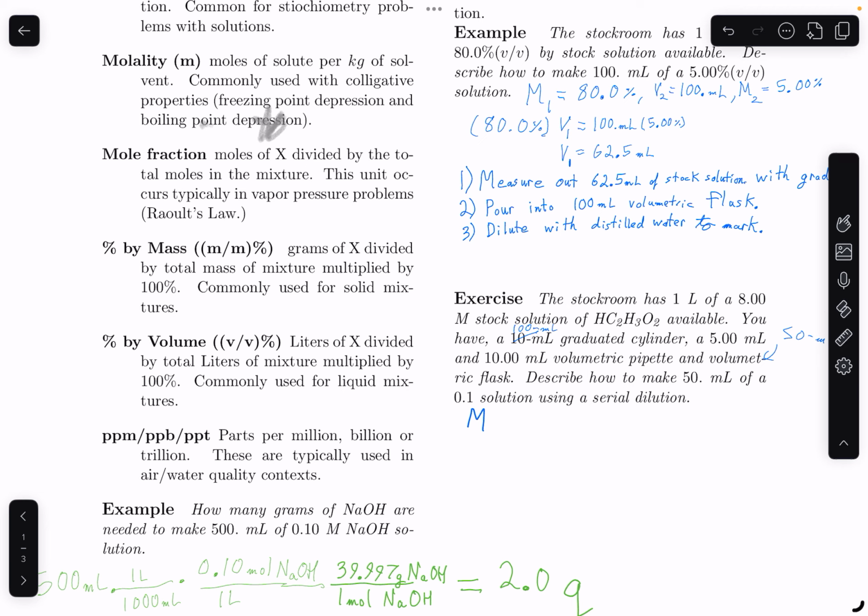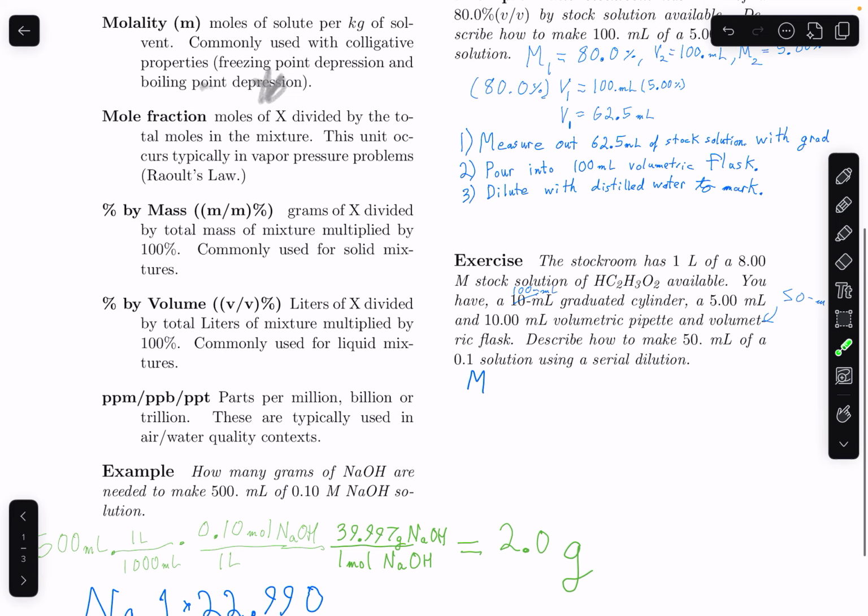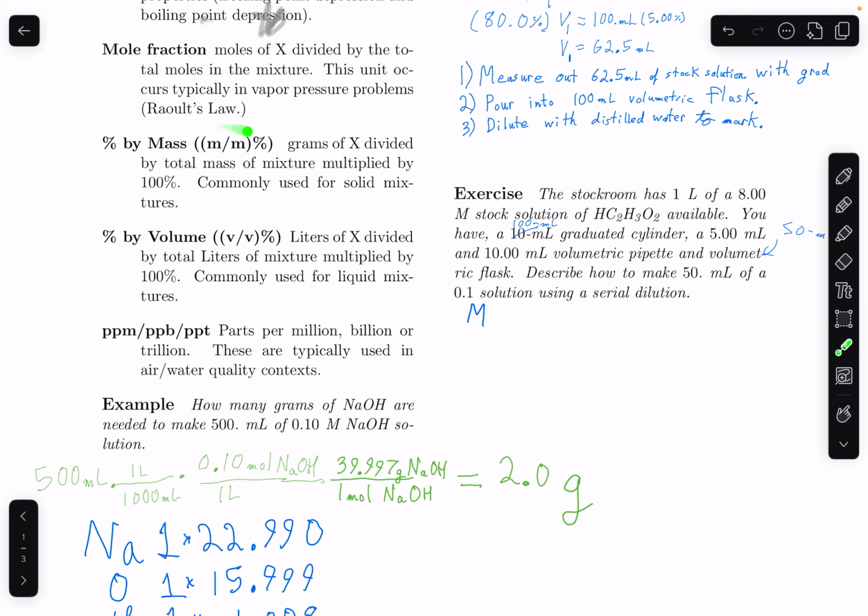And then mole fraction is moles of X, whatever X is in your case, divided by the total moles in the mixture. This is important for vapor pressure problems, which is described by Raoult's law.